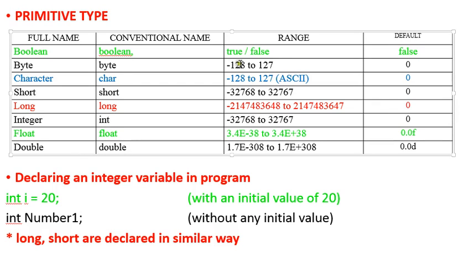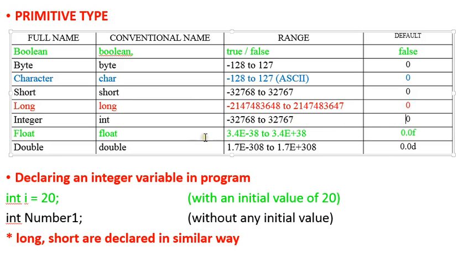Then for the byte, it has values from -128 to +127. But if you did not assign any value, it will assign 0 to it. And for the character, it has values from -128 to 127, but using the ASCII code we have discussed. The default value is 0 when you did not give any value. For the short, it has -32768 to 32767, and the default value is also 0. For the long, it has from minus this to this, the default value is 0. And for the integer, it has minus this to this, and the default value is this.